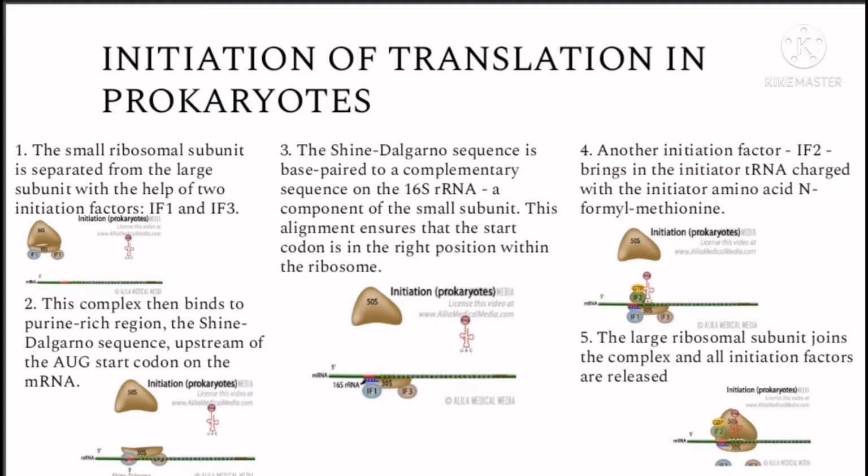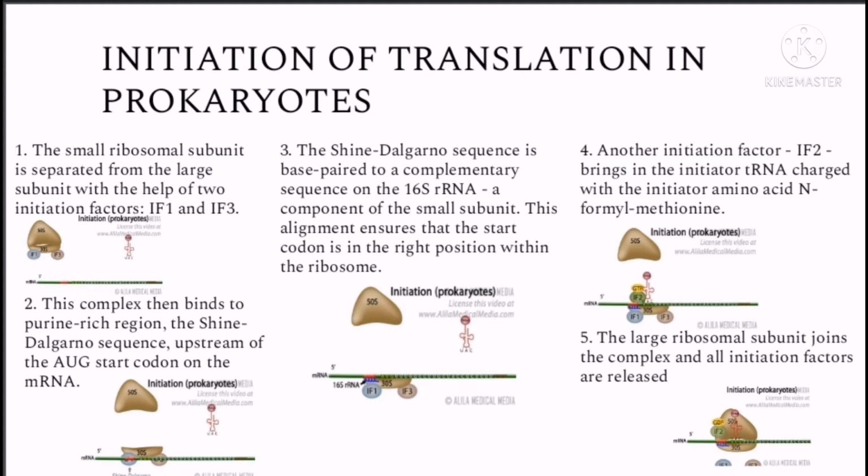Now, let's proceed to the initiation of translation in prokaryotes. The first step is that the small ribosomal subunit is separated from the large subunit with the help of 2 initiation factors, IF1 and IF3. We can see in the picture the ribosome. The small ribosomal subunit, the 30S, will be separated with the help of the initiation factors IF1 and IF3.